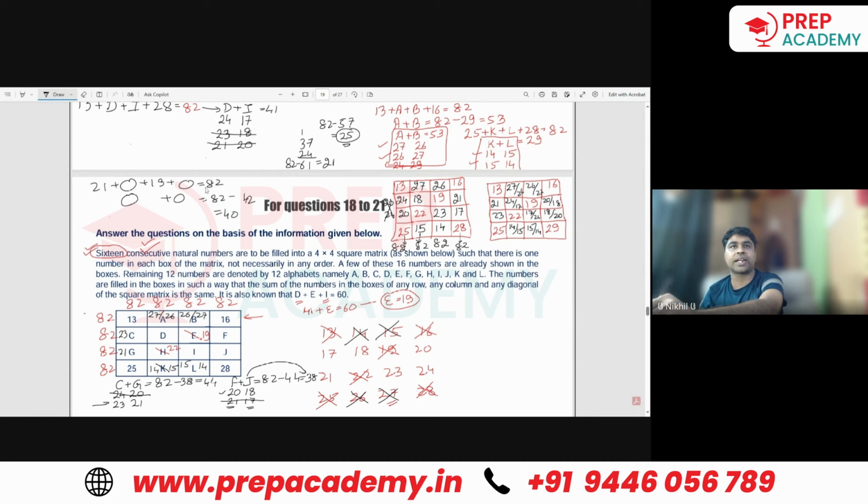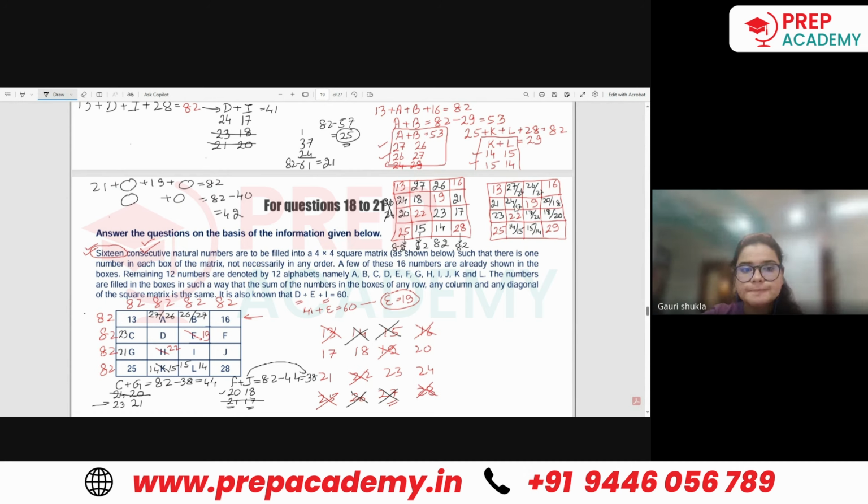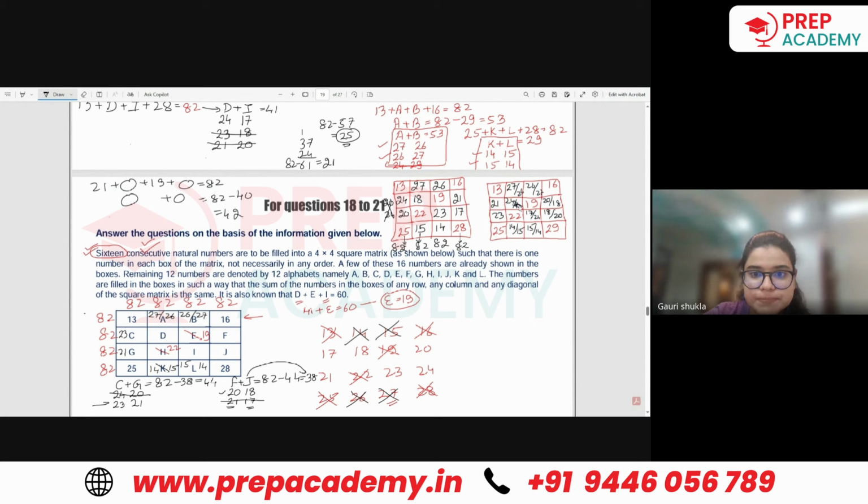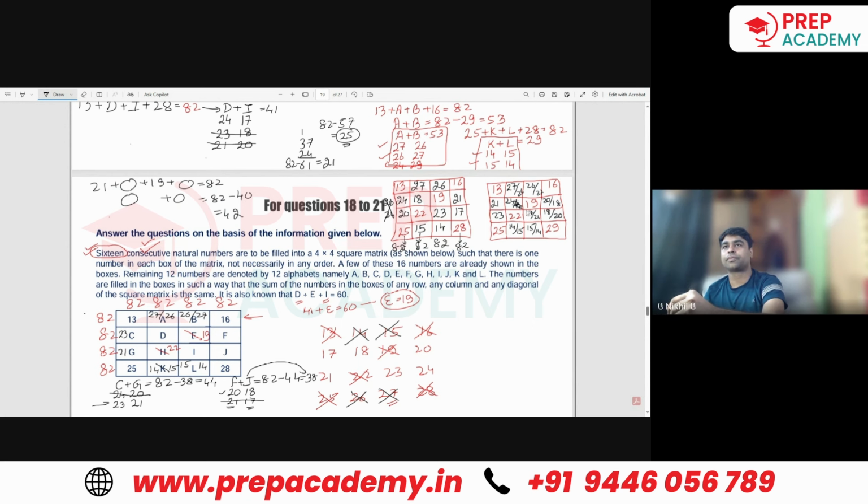This is 21, this is 19, and this is 82. Then what would this be? 40. So this summation has to be 42. Now, which summation would be 42? If I take 18 and 24, that is the only pair. So that means this value has to be 24, and this value has to be 18. So 24 here and 18 here.